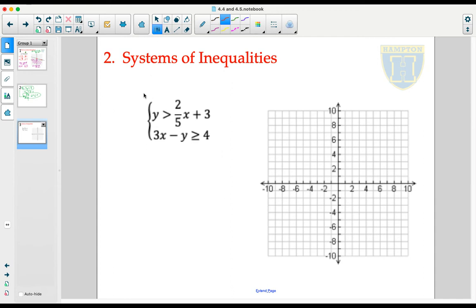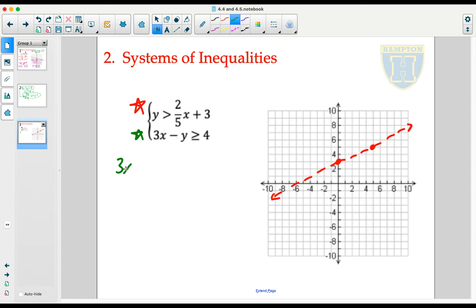So starting first with our first equation, y is greater than 2/5 x plus 3. Here's our intercept of 3. We're going to go up 2 and over 5 units, and we're going to draw our line. We're going to be very careful to draw our line as a dotted line, as that inequality does not have an equal to.